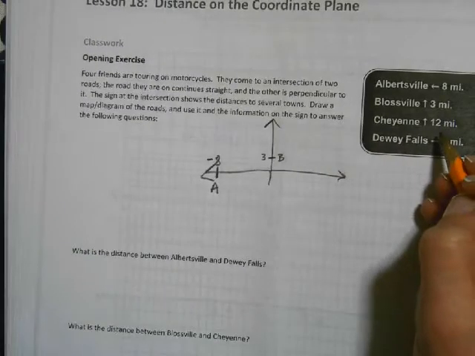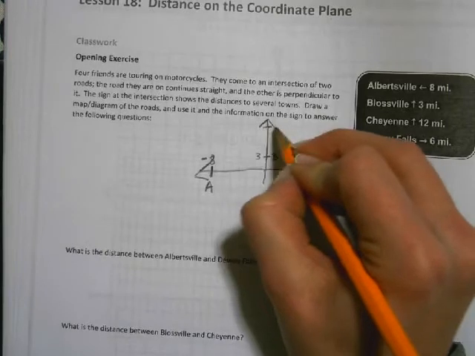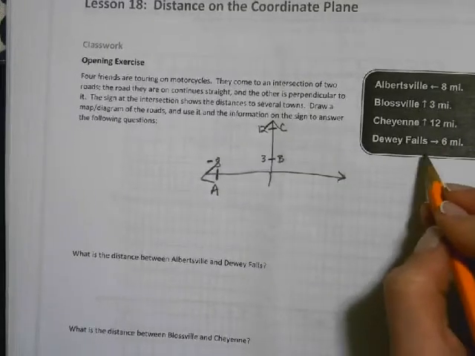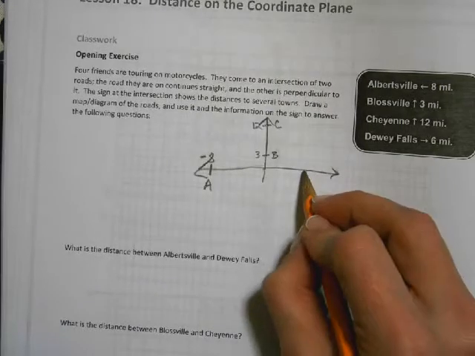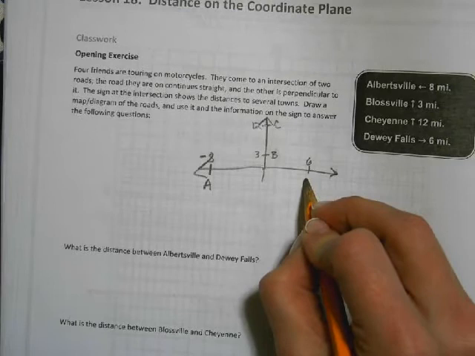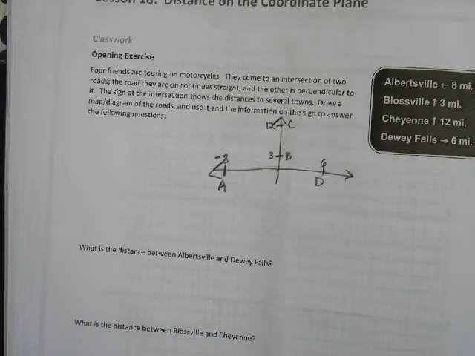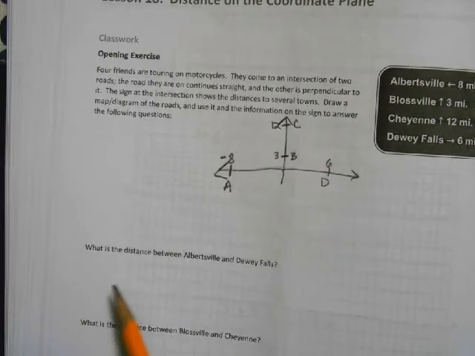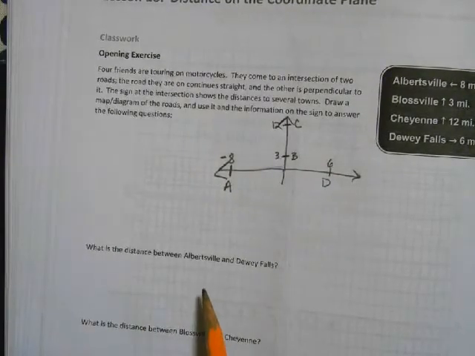And then we have Cheyenne, that's 12. I'm going to put a C for Cheyenne. And then Dewey Falls is 6 miles east, which would be positive. And I'm going to put a D for Dewey Falls. So there's my diagram of the roads. It says, what is the distance between Albertsville and Dewey Falls?